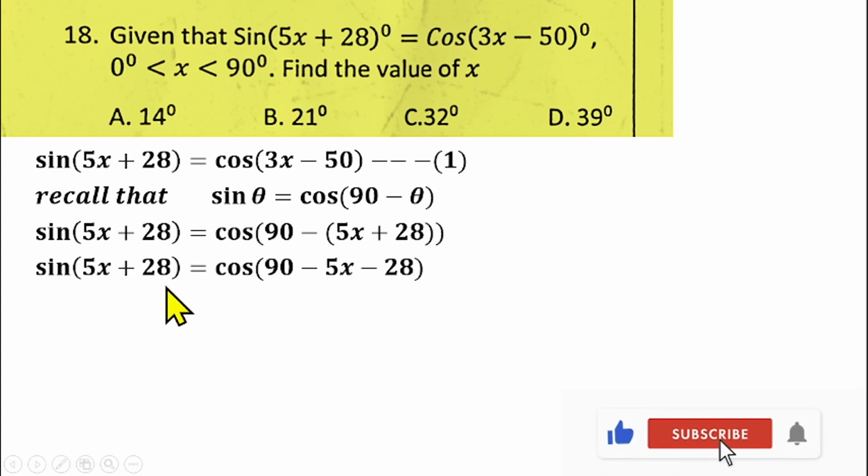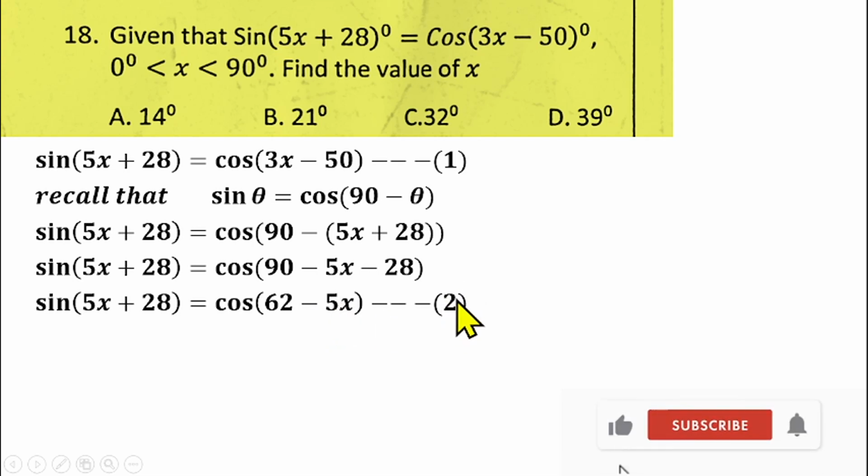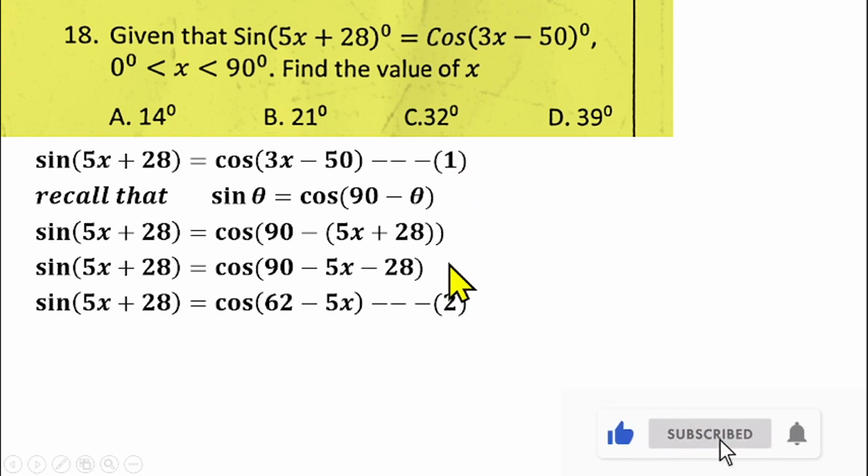So you'll be having cos(5x + 28) equals cos(90 - 5x), then minus 28. You can collect like terms here: 90 minus 28 will give us 62 minus 5x. You can call that equation 2. We can now compare equation 1 and equation 2 here. So this will cancel this. Then you're having cos(3x - 50) equal to cos(62 - 5x).